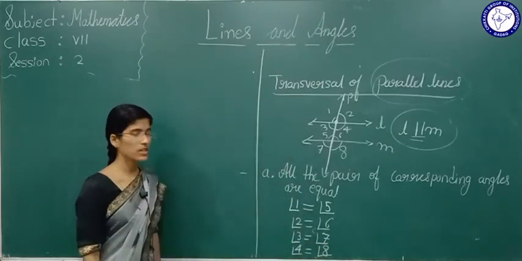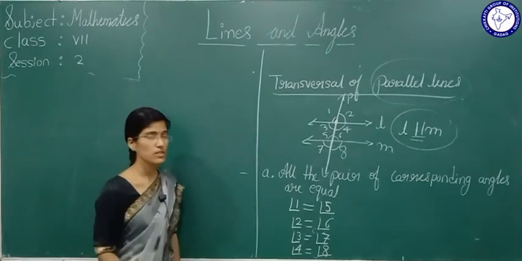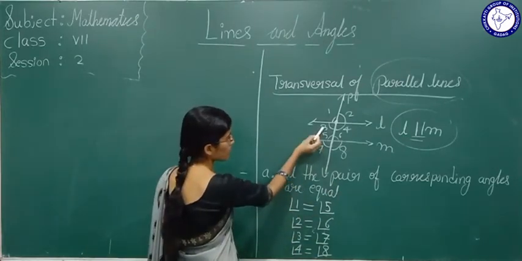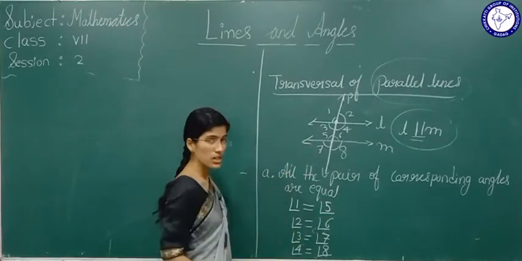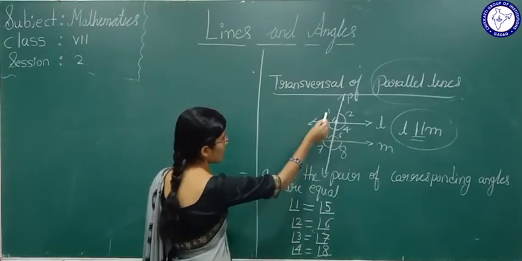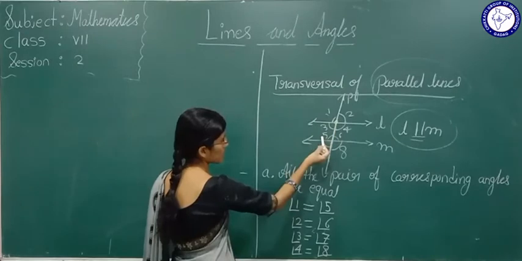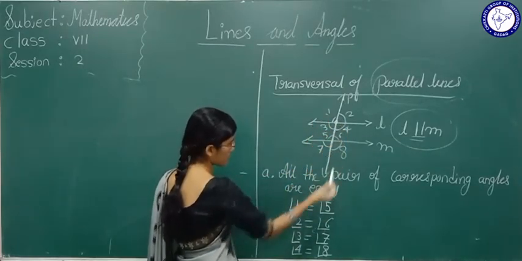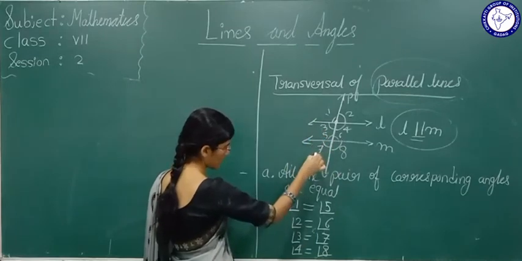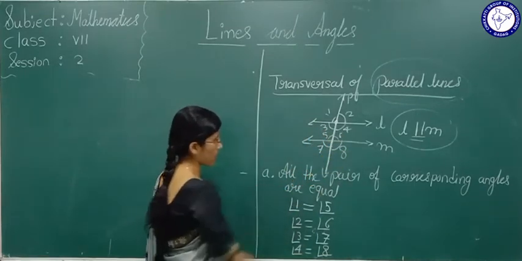All the pairs of corresponding angles are equal. So what did I tell about corresponding angles? One interior, one exterior. These are nothing but the corresponding angles. One exterior, one interior. Angle 1 and angle 5 will be equal. Angle 2 and angle 6 will be equal. Angle 3 is equal to angle 7. Angle 4 is equal to angle 8.